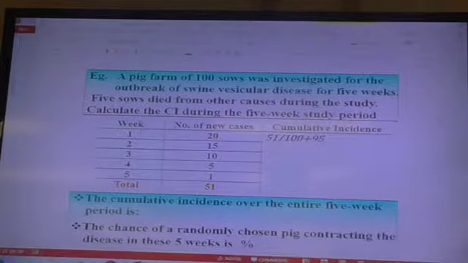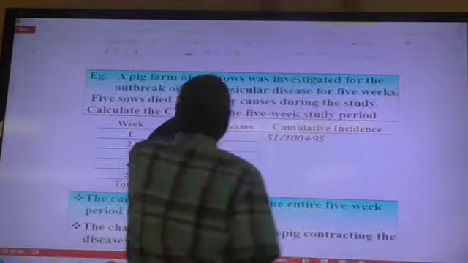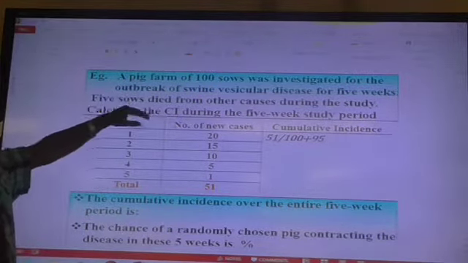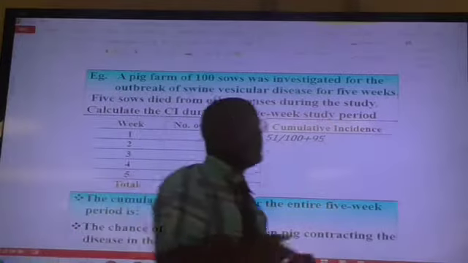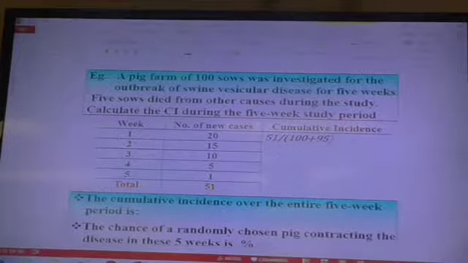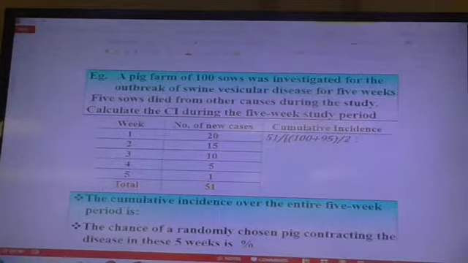So the population at risk at the beginning is 100. At the end is how many? 100 minus 5, which is 95. You add them together and then divide by 2. That's what we mean by average population at risk. Make sure that you do this operation first before dividing 51 by that.